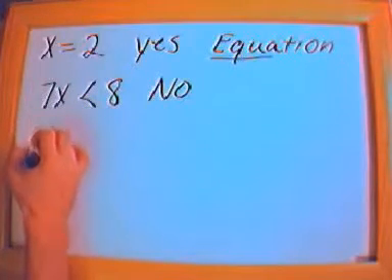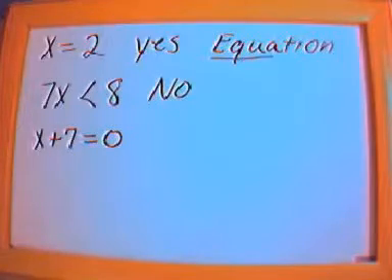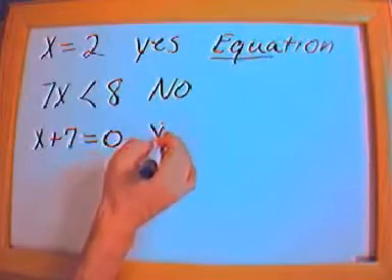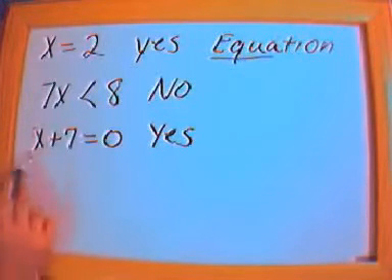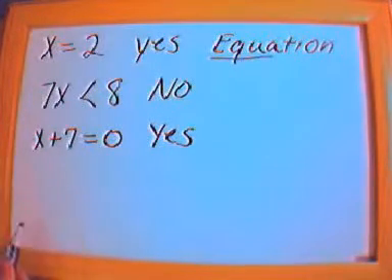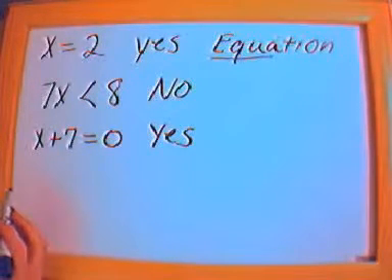What about x plus 7 equals 0? Is that an equation? Yes, because it has an equal sign. And this equation is telling me that I have some number x, and whenever I add it to 7, I'm going to get 0 as an answer.